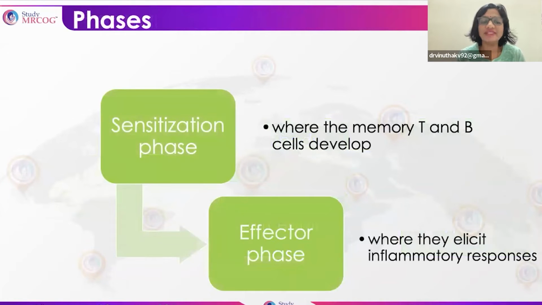There are two phases of hypersensitivity reaction, that is sensitization phase and effector phase. Sensitization phase is where the memory T cells and B cells develop, and effector phase is where they elicit an inflammatory response. Even though the sensitization phase and effector phase are present in all four types of hypersensitivity reaction, the duration of each varies based on the reaction.